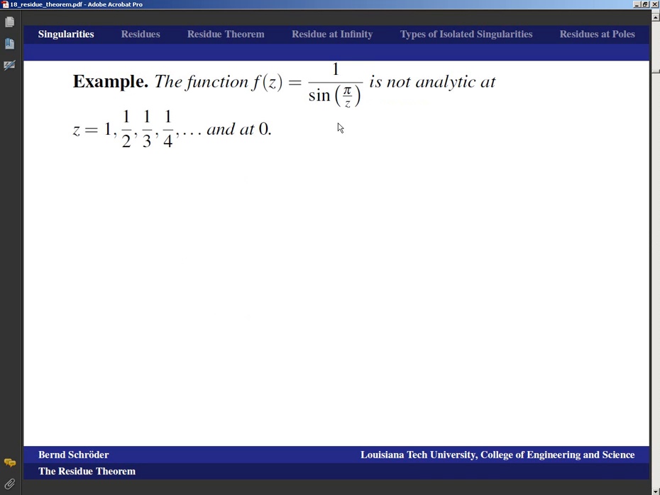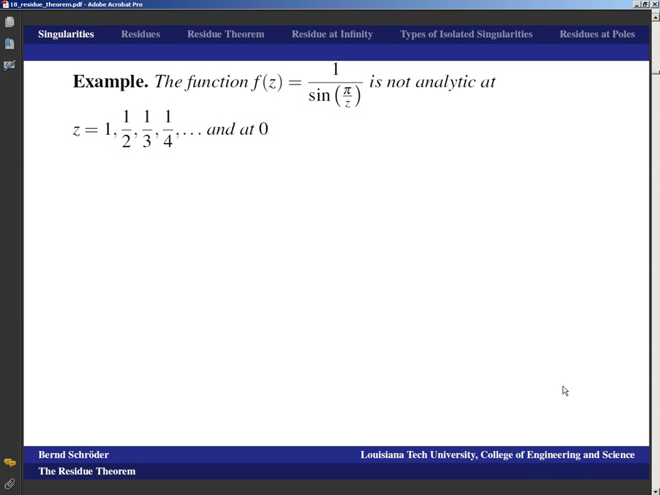And well, if we take a look at a different function, f(z) = 1/sin(pi/z), that function is not analytic wherever the denominator is 0, which would be because the sine function is 0 at integer multiples of pi. That would be at z = 1, 1/2, 1/3, 1/4, because that'll give us pi, 2 pi, 3 pi, 4 pi, and at 0, and also at the negatives of these values.